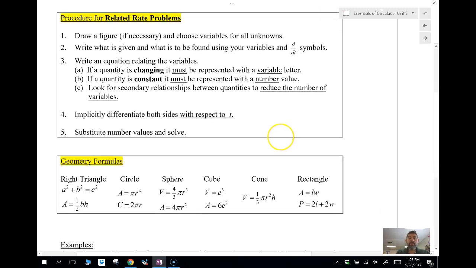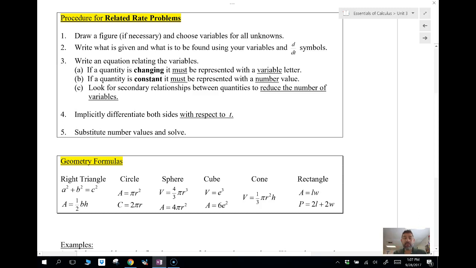Okay, so I just want you to look at the procedure. We're always going to try to draw a picture if we can. We need to find the derivative. There are really going to be two things happening in this problem. One, we're going to have things that aren't changing, which are constant. Those need to be plugged in right away and represented with a number value. Anything that is changing within our problem, you have to leave alone as a variable, because that's what we're going to need to take derivatives of.